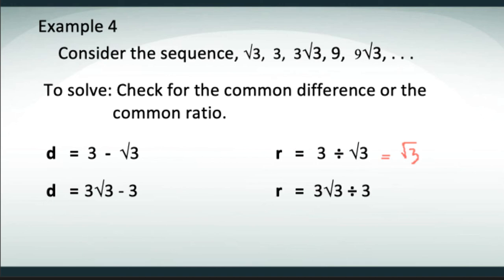Now let's solve the other one to see if we get the same answer. 3 square root of 3 divided by 3. Now let's rationalize the number. And it will have 3 square root of 3 over 3. Then we just have to cancel both 3 since they are divisible by itself. So therefore, our sequence is geometric.